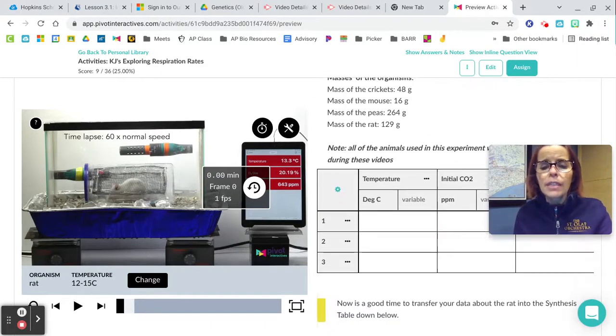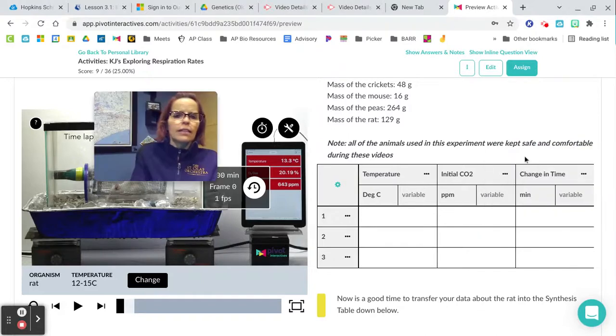And these are the things that you need to collect. I better get my picture out of the way. Let's scoot me way over there.